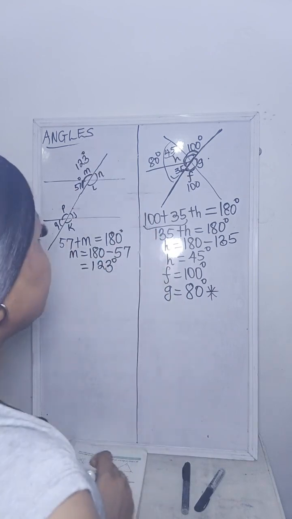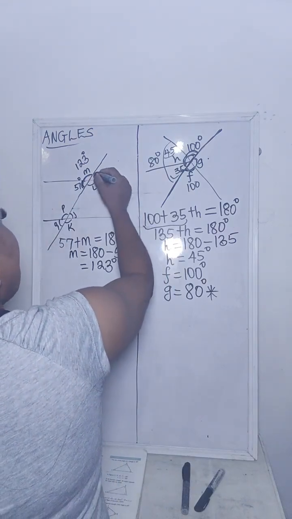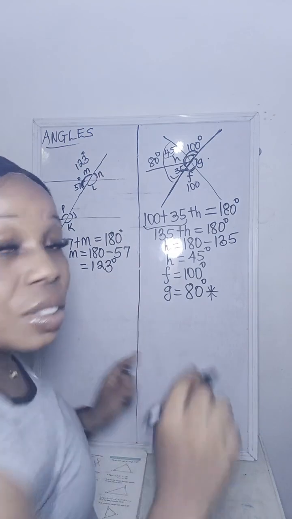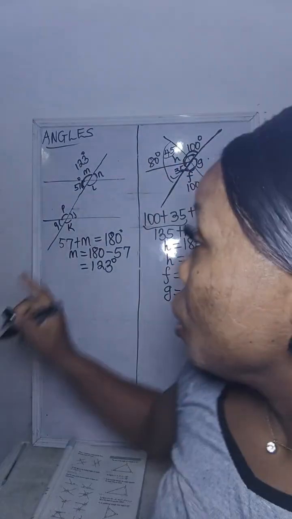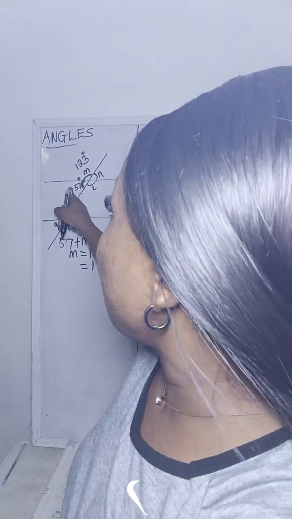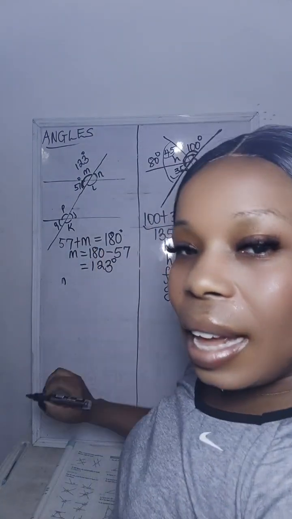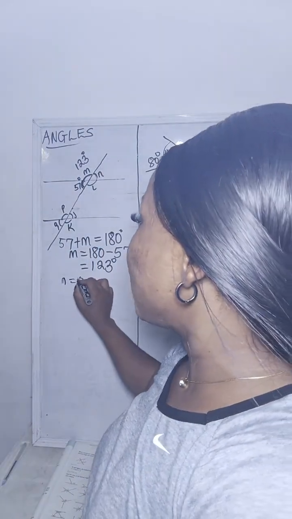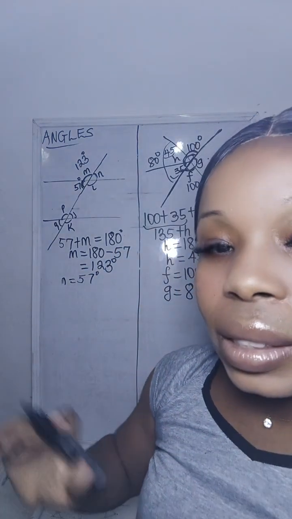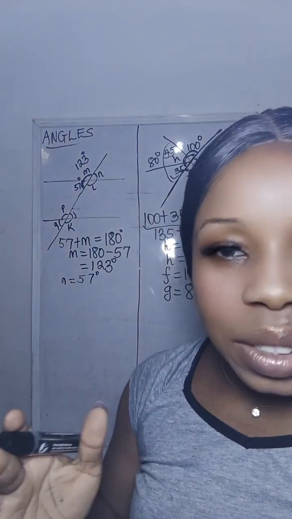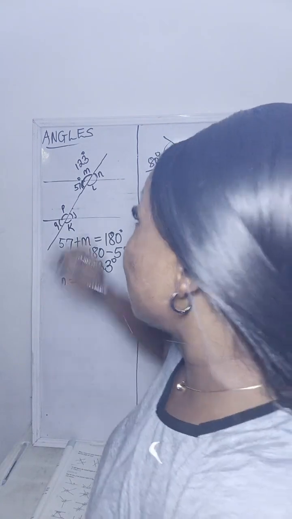Now you would notice that 57 and angle N are vertical angles. So the angles are equal. It means N is equal to 57 degrees. That's because they are vertically opposite. Vertical angles are always equal. So N is equal to 57.